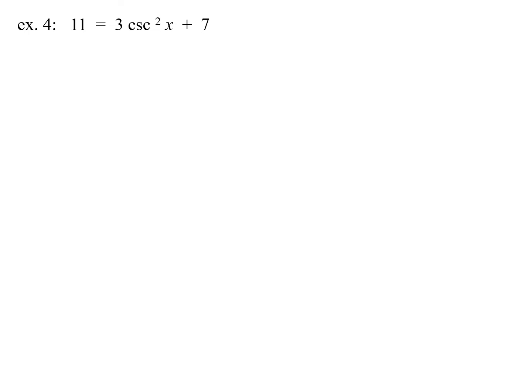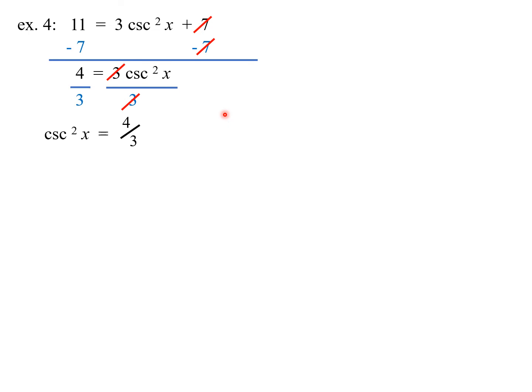Okay, let's do example 4. And this expression. Now I see the unknown, so to speak, is this right here. I have to isolate that. And the way I'm going to do that is first subtract 7 from each side, and we get this. And then divide each side by 3. And I get cosecant squared is equal to 4/3.